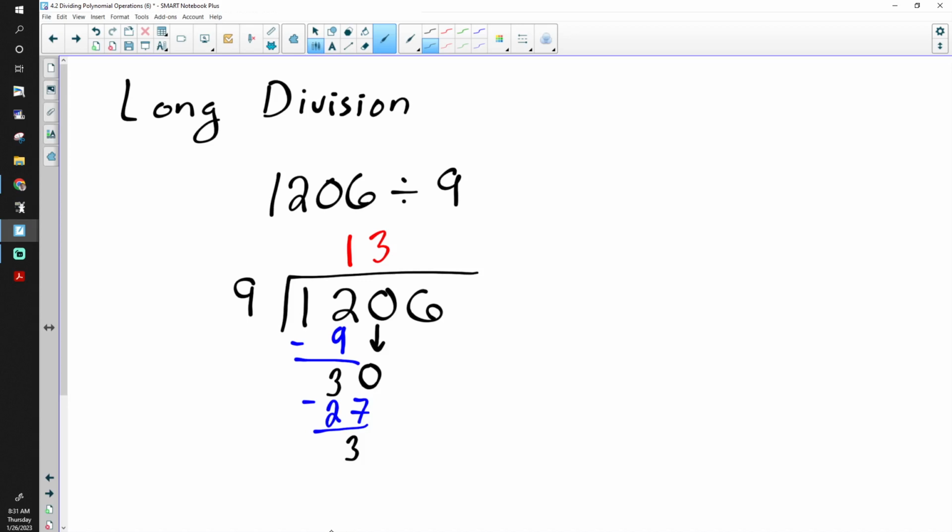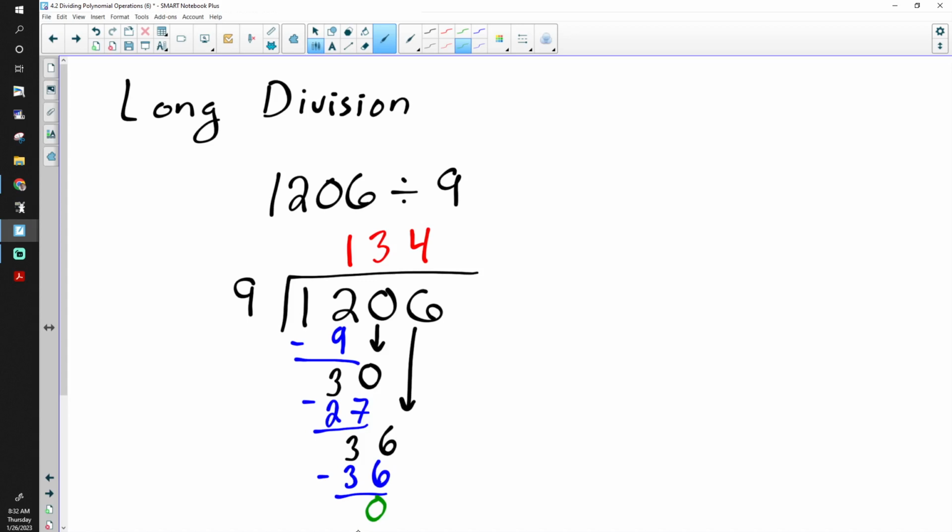And we have one more number to bring down. We bring down the 6. How many 9s can fit into 36? 4 exactly. 9, 18, 27, 36. 4. And then we multiply. 4 times 9 is 36. And when I subtract 36 by 36, I get 0. So 9 goes into 1,206 exactly 134 times because we have a remainder of 0.